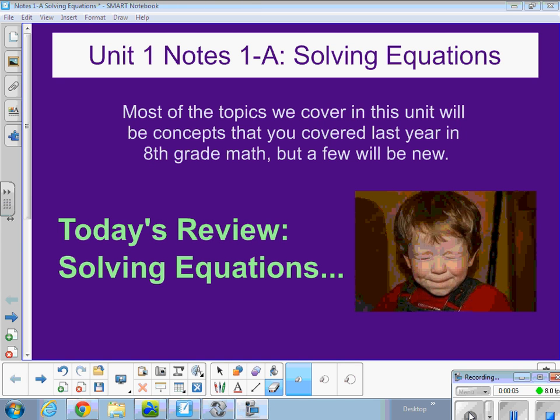So today we're going to be doing Unit 1 Notes 1A. All that means is that we're doing Notes 1, and this is just the first section of Notes 1. So Part A, you'll only be doing one letter a day, so we're using that just to keep track of where we're at. So let's take a look.